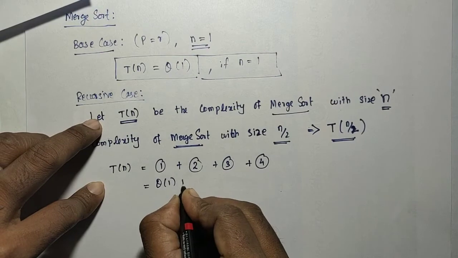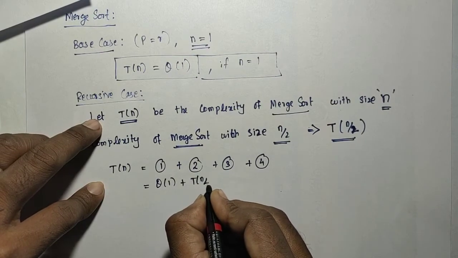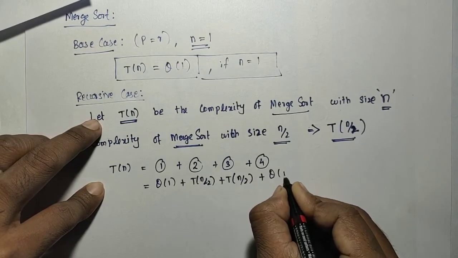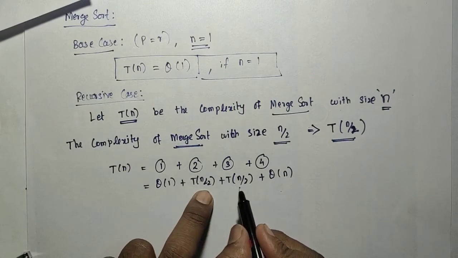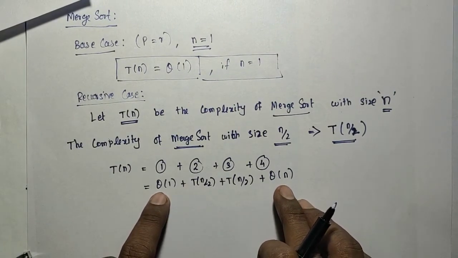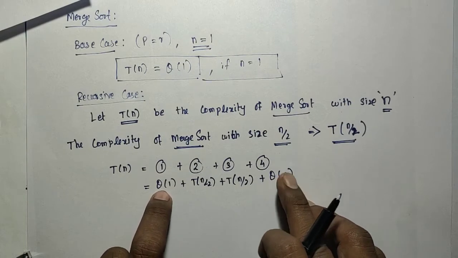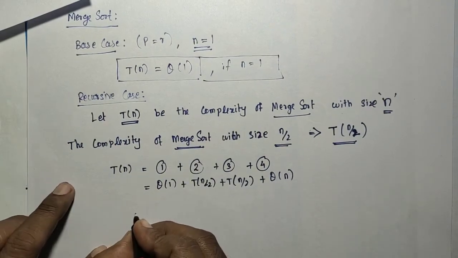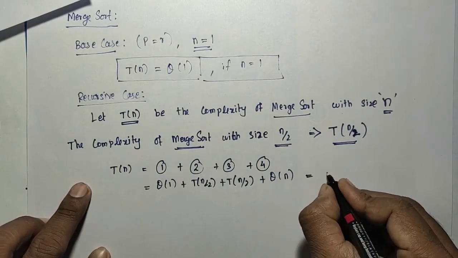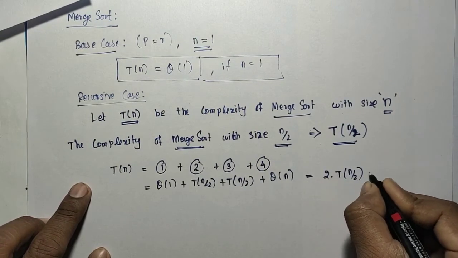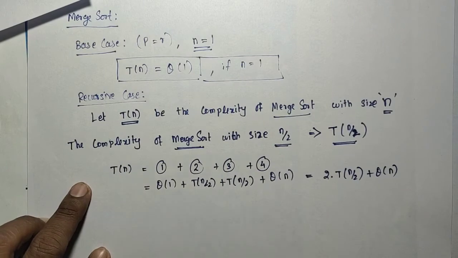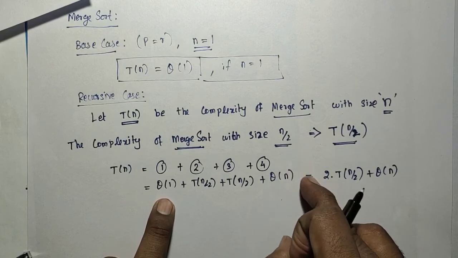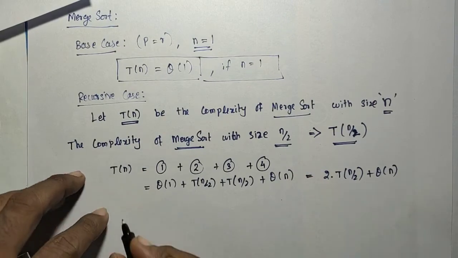So we can simply write the complexity as theta of 1 plus T of N by 2 plus T of N by 2 plus theta of N. These two are the unknown complexities. The known complexity theta of 1 plus theta of N can be written as theta of N, because the maximum one is N. So T of N can be written as 2 into T of N by 2 plus theta of N. The theta of 1 can be ignored when compared with theta of N, which is the maximum.